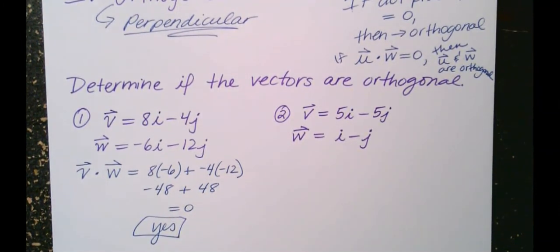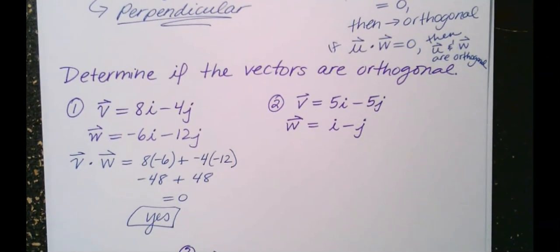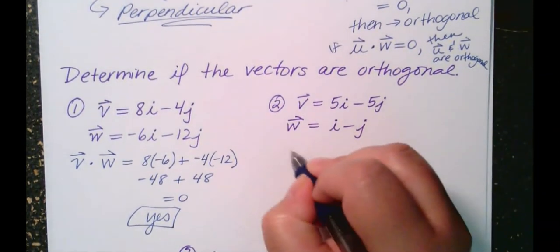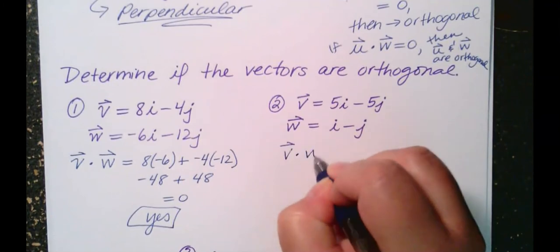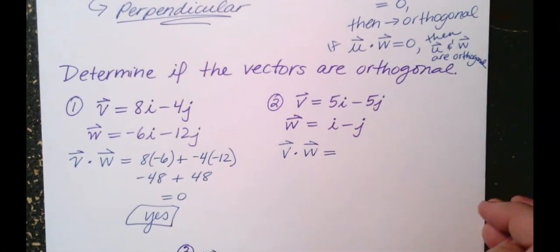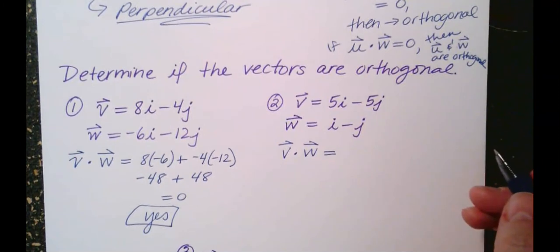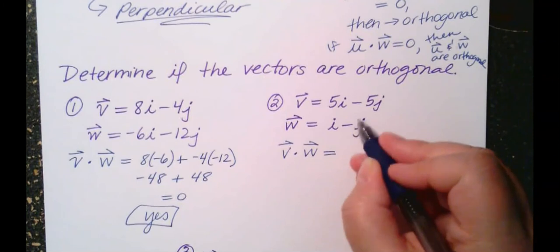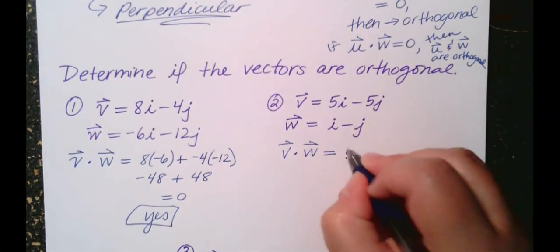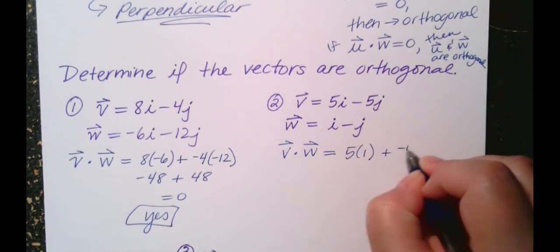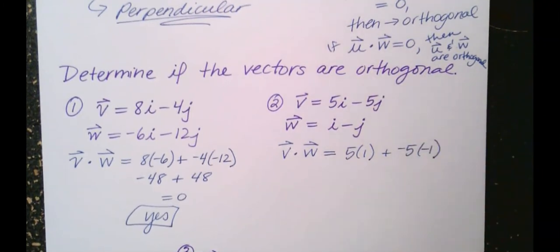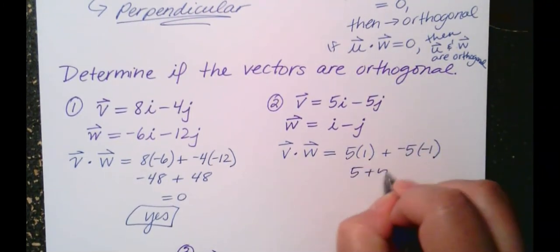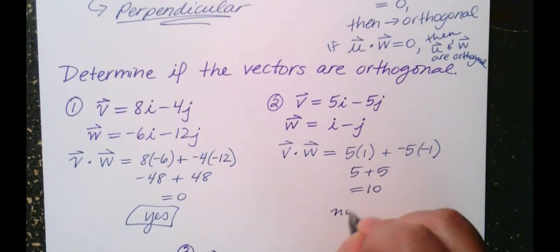Okay, if you graphed these two vectors on the coordinate plane, they'd look perpendicular. That's what it means. All right, next, number 2. Are V and W orthogonal? Well, I have to check by doing their dot product. So 5 times 1, plus negative 5 times negative 1. So that's 5 plus 5, so that's 10. So no, those are not orthogonal.